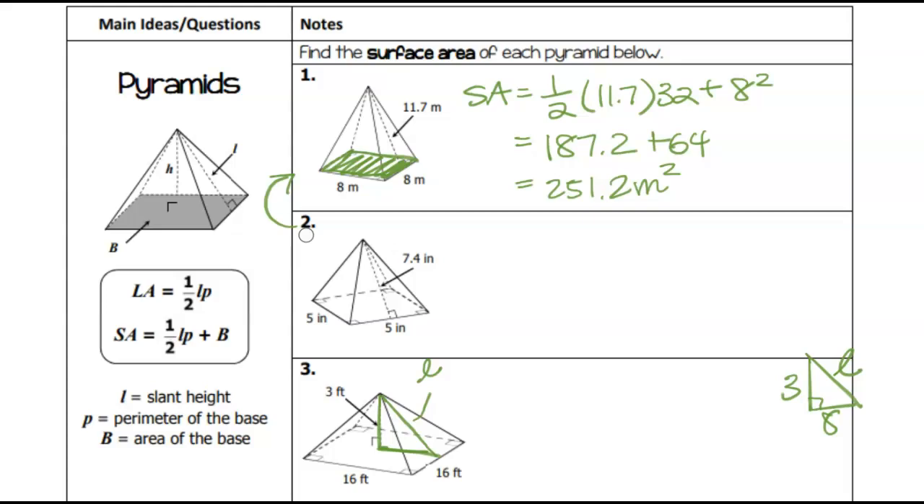Now I don't have to do this in number 2, don't worry about it, because I do have the slant height already given to me. Alright, so I'm going to do 3 squared plus 8 squared equals L squared.